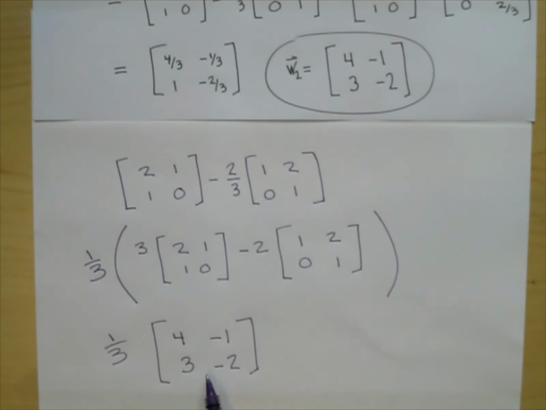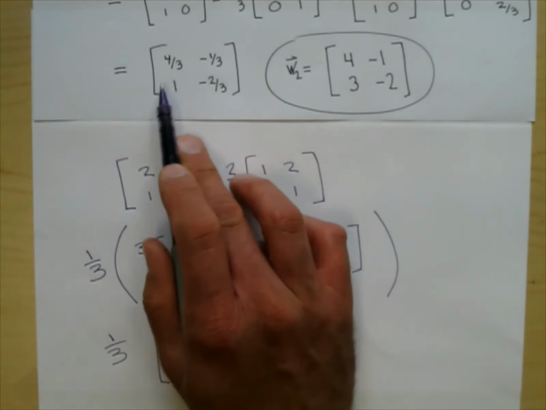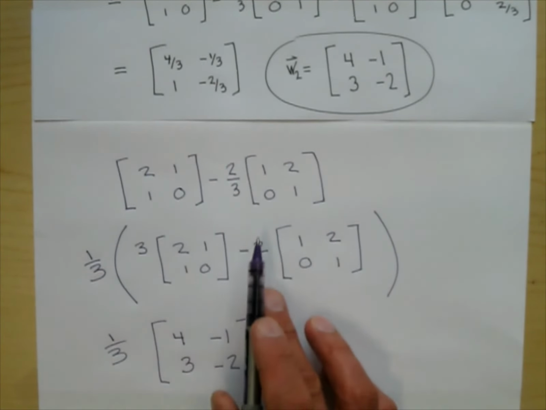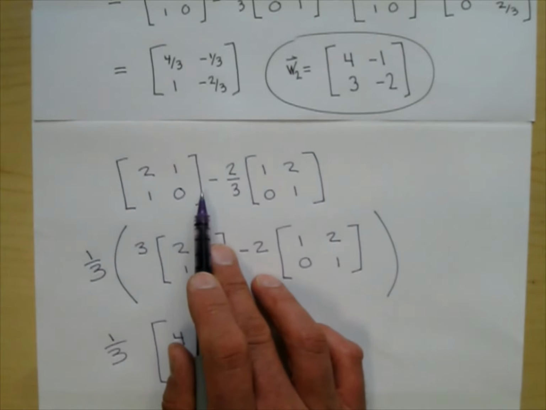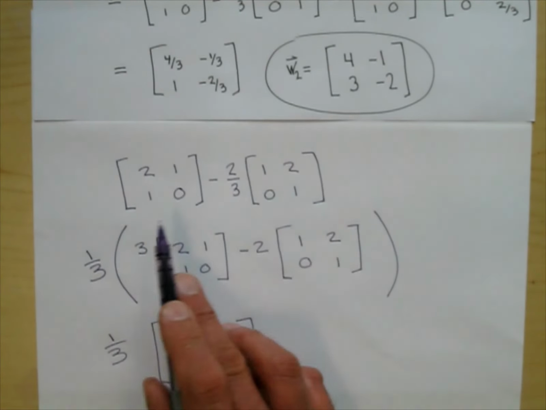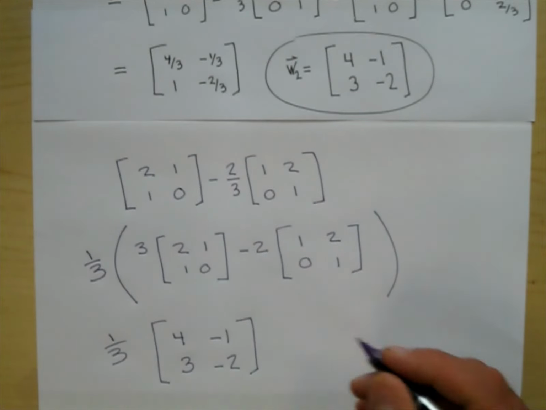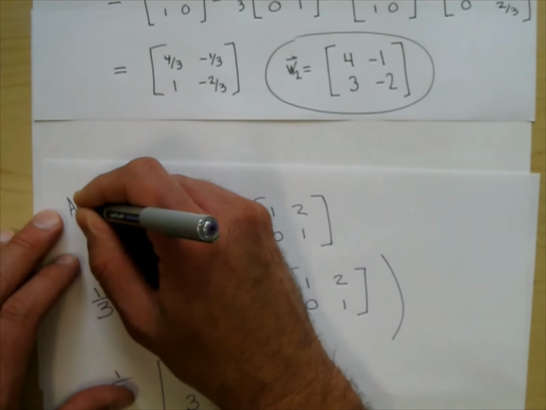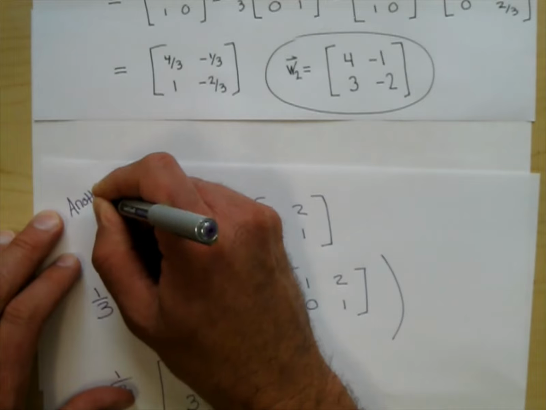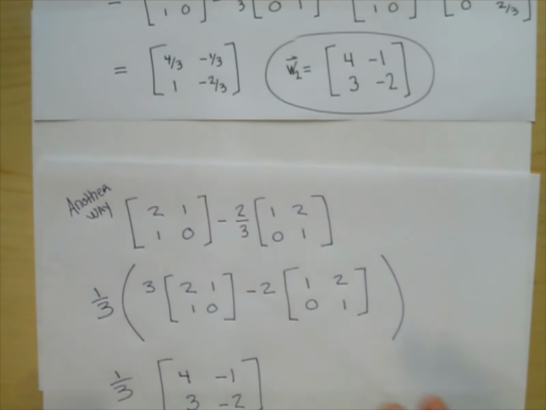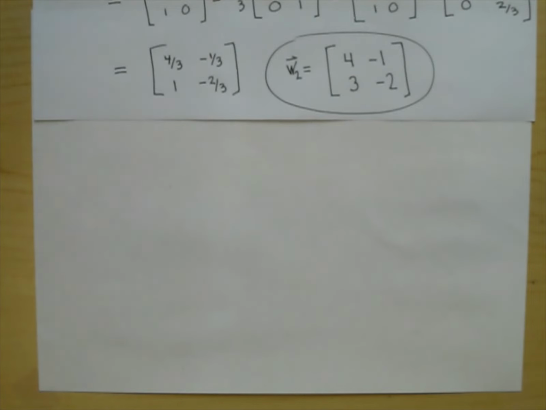And look what I have. This guy right here, with the 1/3 in front, is exactly this guy right here. So if you don't like to go 2 minus 2/3 to get the 4/3, and you would rather factor out a 1/3, it's just another way of doing it. So let me just put another way. So I might do that on the third one. I don't know what I'll do.